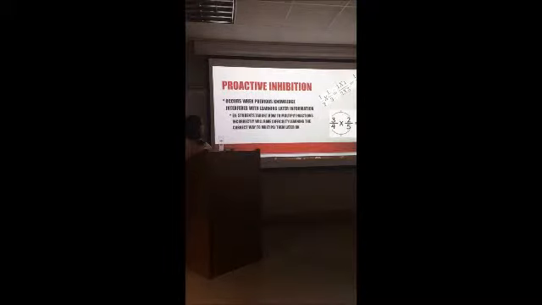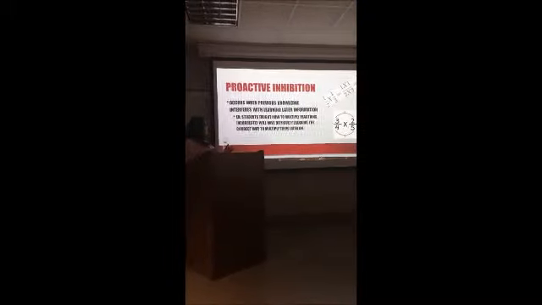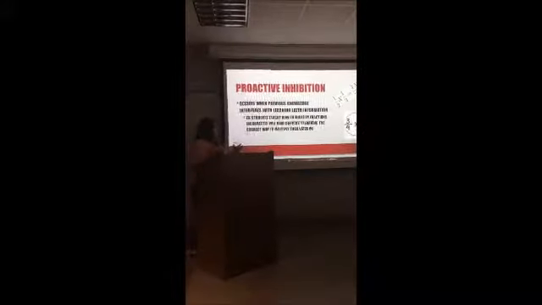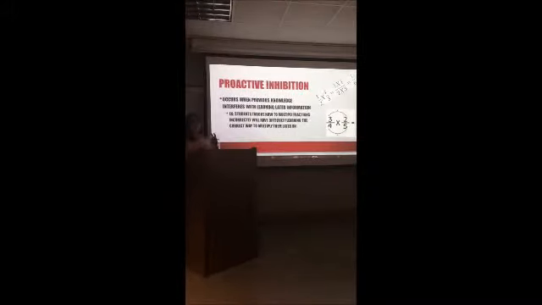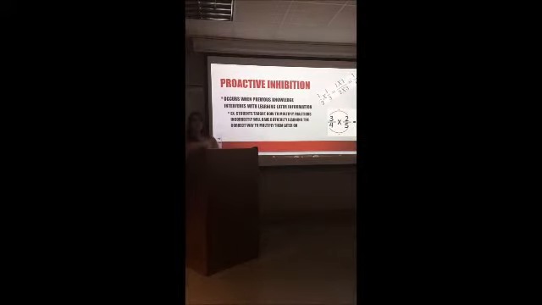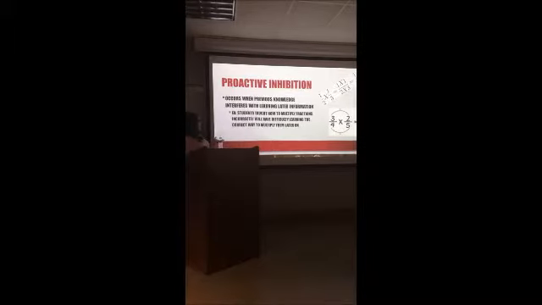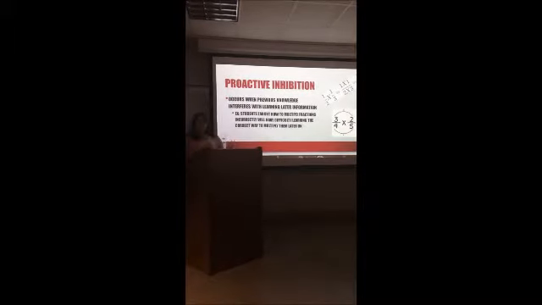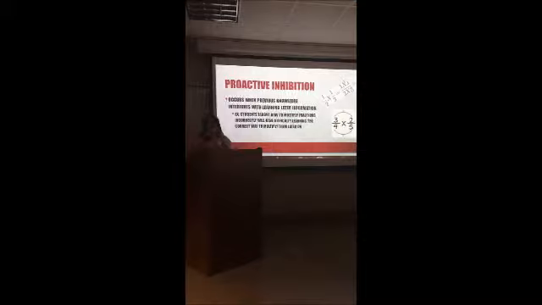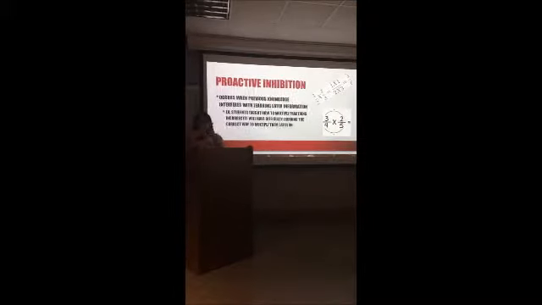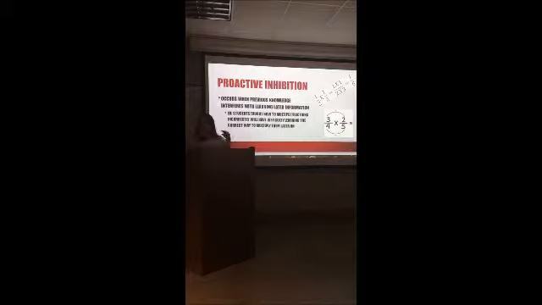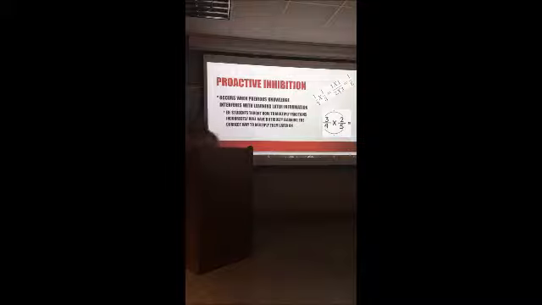Another inhibition is proactive inhibition, and it occurs when previous knowledge interferes with learning later information. So if you're taught one way to do it, and then someone comes behind you and says, you've been taught wrong, it's going to be harder for you to go back and learn it the correct way because you have already been taught the wrong way first. A specific example would be if students were taught how to multiply fractions sideways instead of cross multiplication, they would have a hard time remembering the correct way to do it once they're taught the correct way.